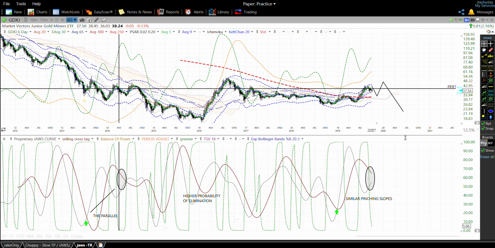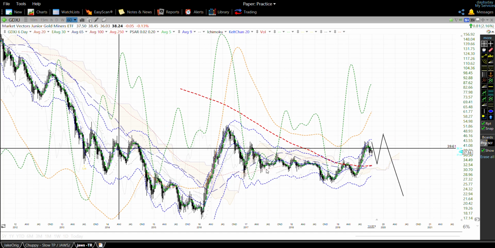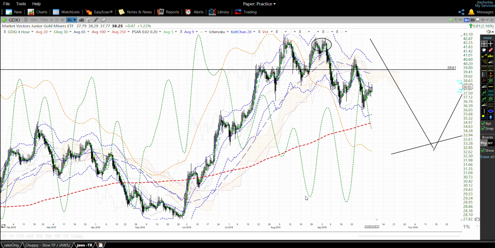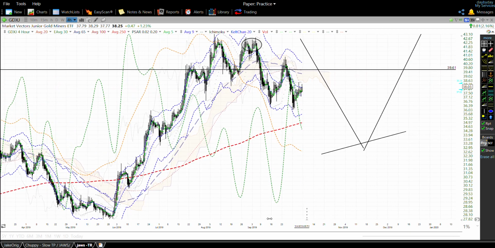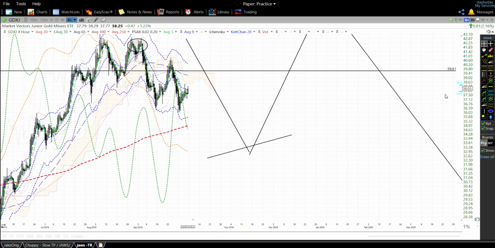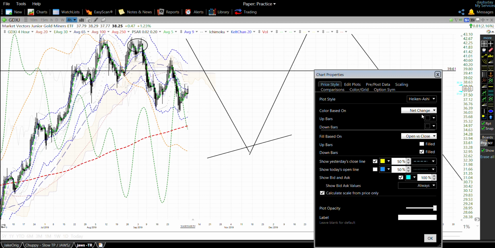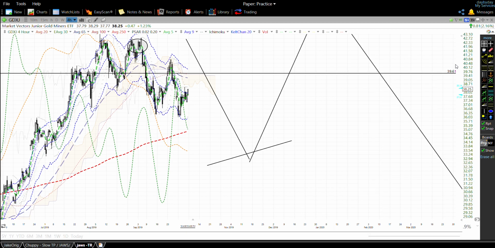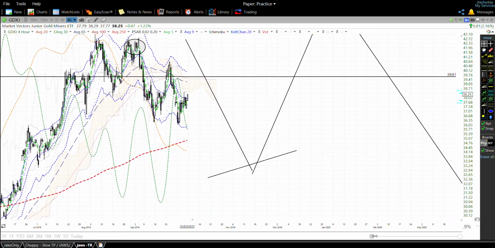So having said all that, let's go ahead and zoom into that structure and take a look at what it looks like up close. And it is exciting. So let's take a look at it. Now I'm going to go back to my more preferred candlestick outlook here. And what I see is this.